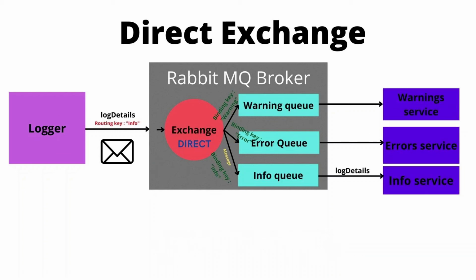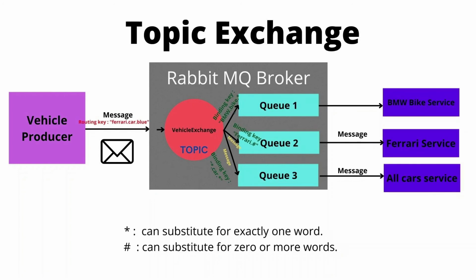Unlike in the direct exchange, where we match the same exact word, here we can use wildcards such as the star, which can be substituted for exactly one word, and the hash, which can be substituted for zero or more words. To help you understand more, let's take a look at Q1. The binding key is bmw.bike.star. So the last word, instead of using an actual word, we used star, which is a wildcard. That means we can substitute with one word.